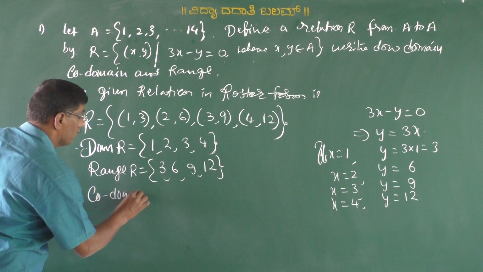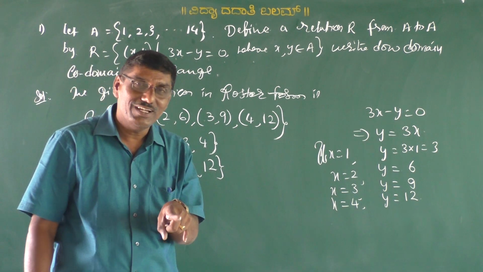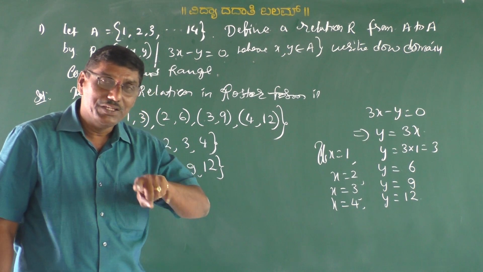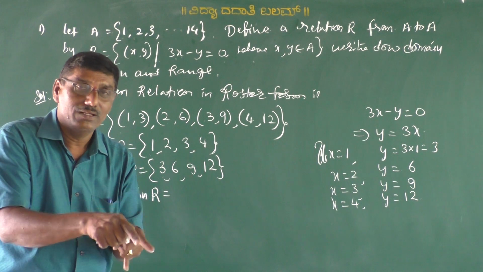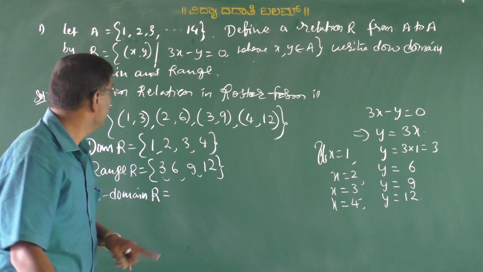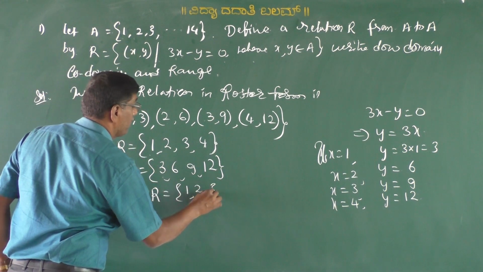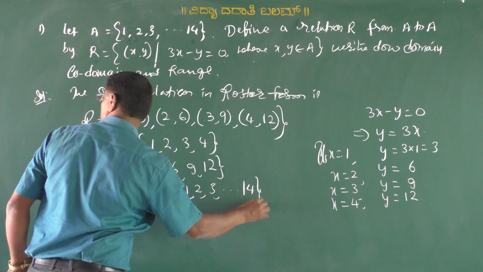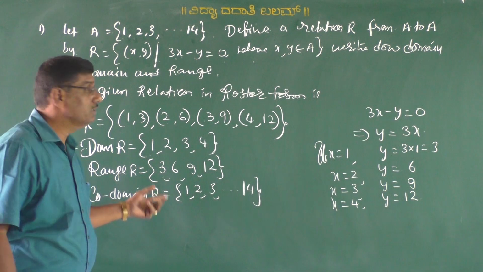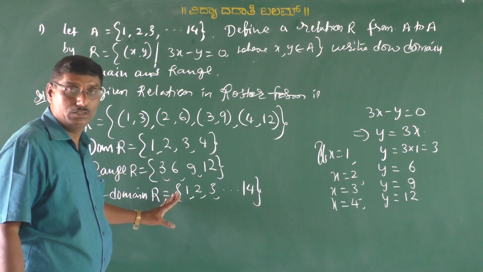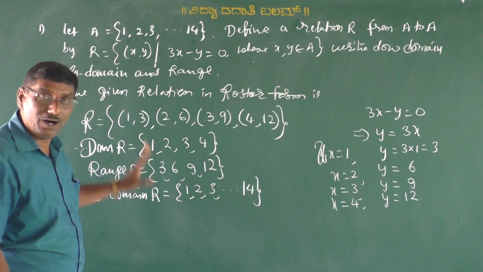We know the word set B. Here the relation takes place from a set A to itself, A. That means here the codomain is itself the set A, that means the given set 1, 2, 3, and so on up to 14. Are you understood? This is the solution, or this is the answer. That means what we were asked.